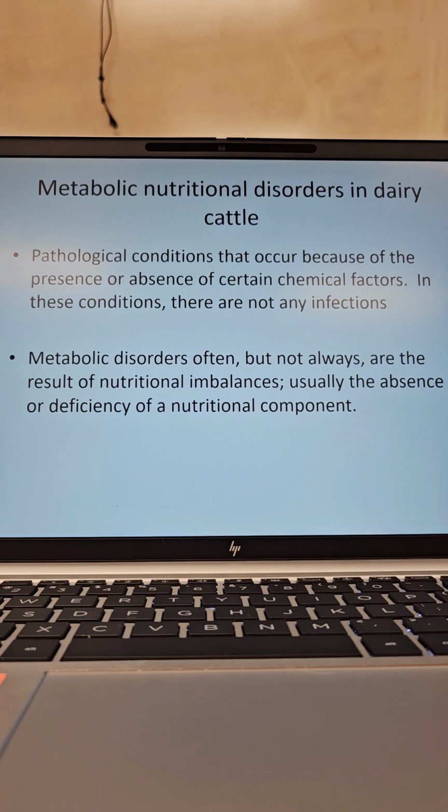Pathological conditions, so there can be some conditions that are not just nutritional. These occur because of the presence or absence of certain chemical factors. In these conditions, there are not any infections. Metabolic disorders are often but not always the result.